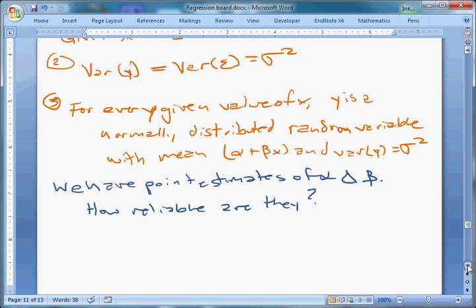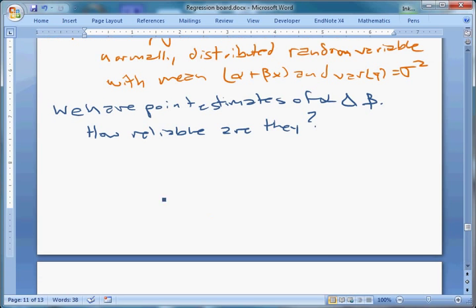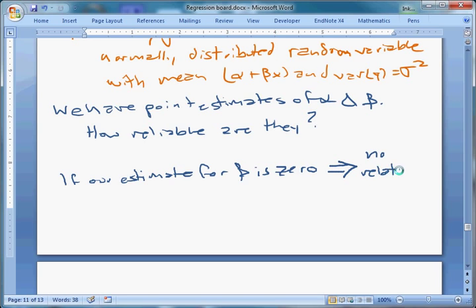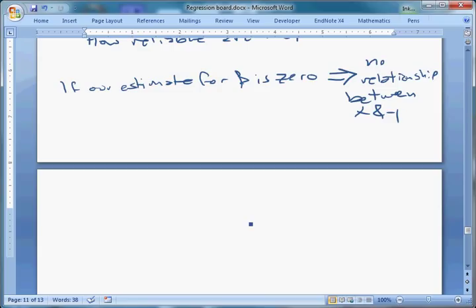So, testing for significance. Well, essentially, if our estimate for beta is 0, that means that there's no relationship between x and y. Right? Just that our best guess for the expected value of y is just alpha. What we really want to know is the true underlying relationship between x and y in the population. There are two tests that we commonly use.